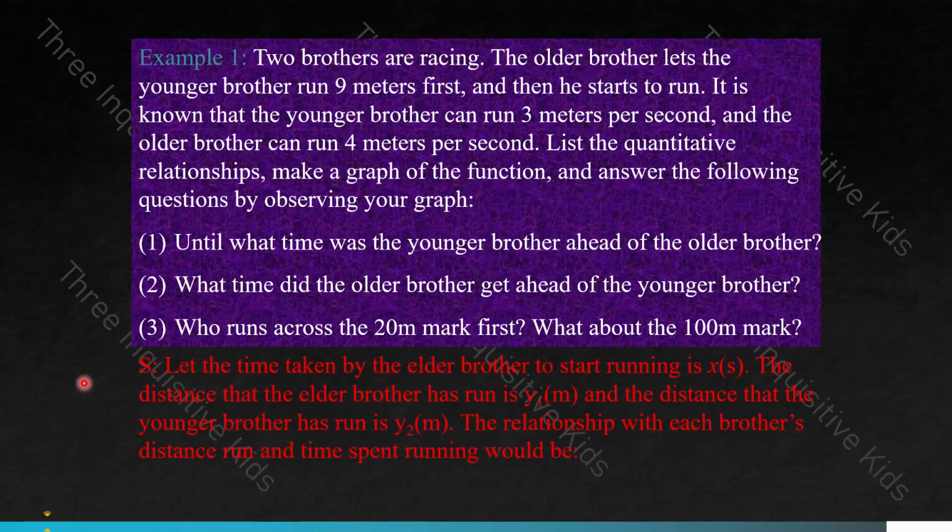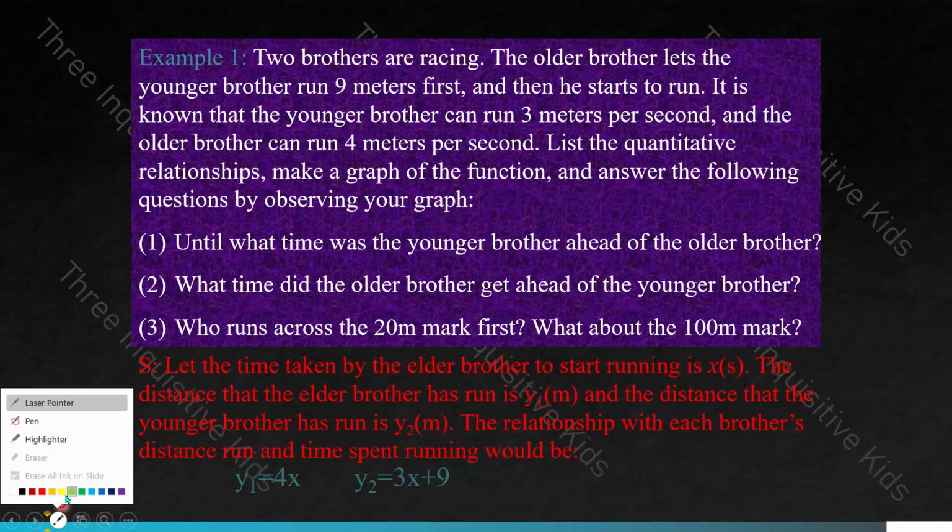So here is the first step of our solution. And we're just setting the variables here. Let the time taken by the elder brother to start running be x seconds. The distance that the elder brother has run is y1 meters, and the distance that the younger brother has run is y2 meters. The relationship with each brother's distance run and the time spent running would be y1 is equal to 4x, and y2 is equal to 3x plus 9.